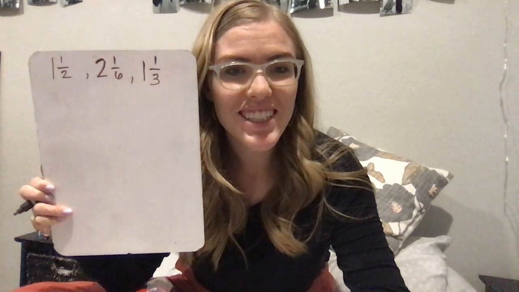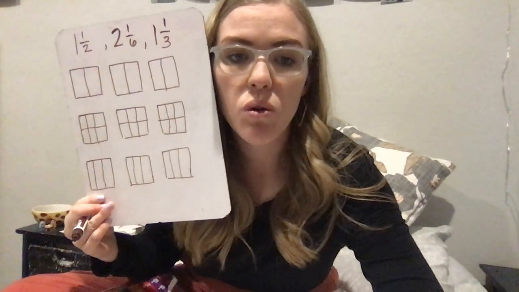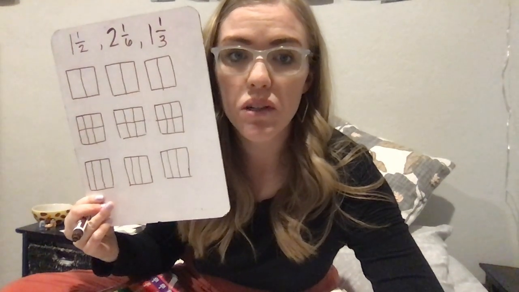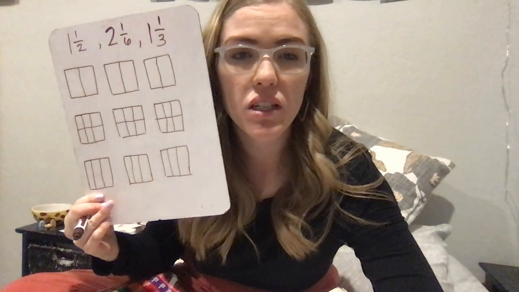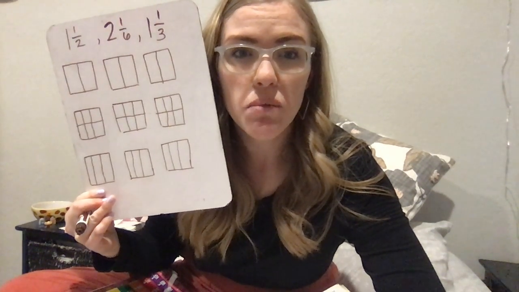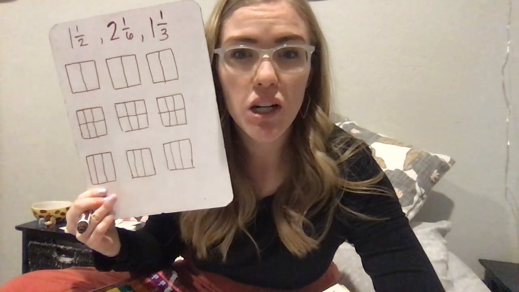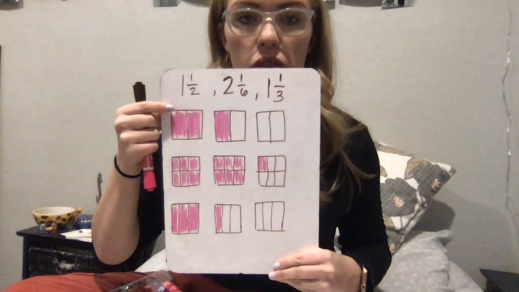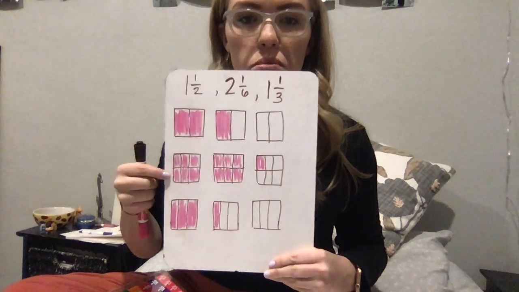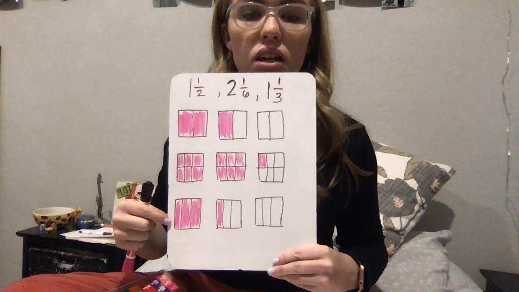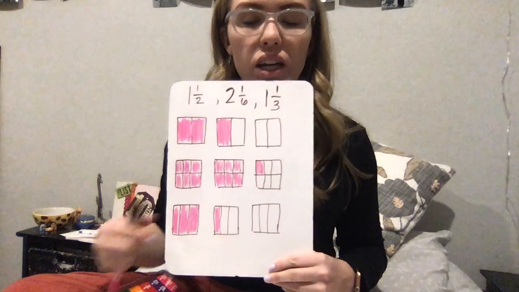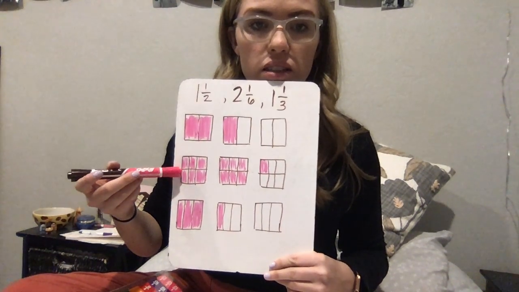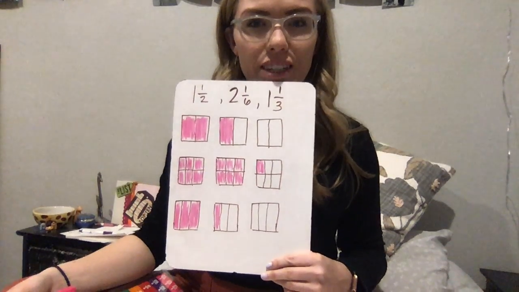Draw out your picture. So I drew 3 wholes for each one, and then I split the top one into halves, the middle one into sixths, and the bottom one into thirds. So I'm going to color them in to be models for our numbers. So I colored the top one to be 1 1/2, the middle one to be 2 1/6, and the bottom one to be 1 1/3. And if we look at it, we'll see that this is the least, this is the greatest, and that goes in the middle. Does that make sense?